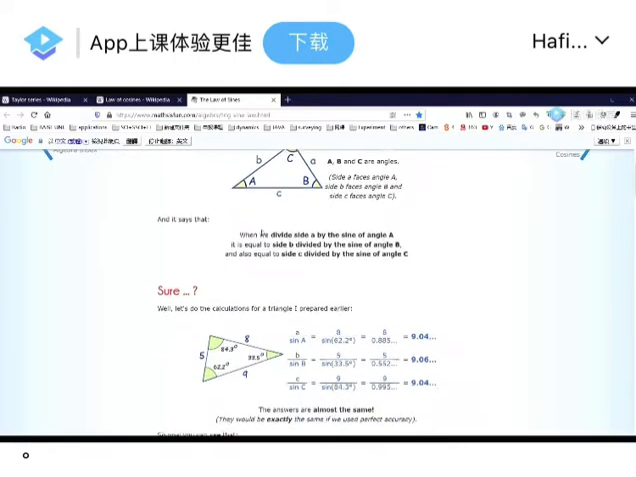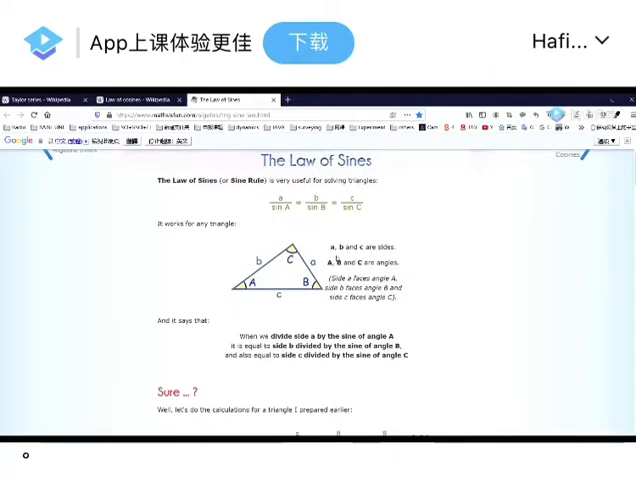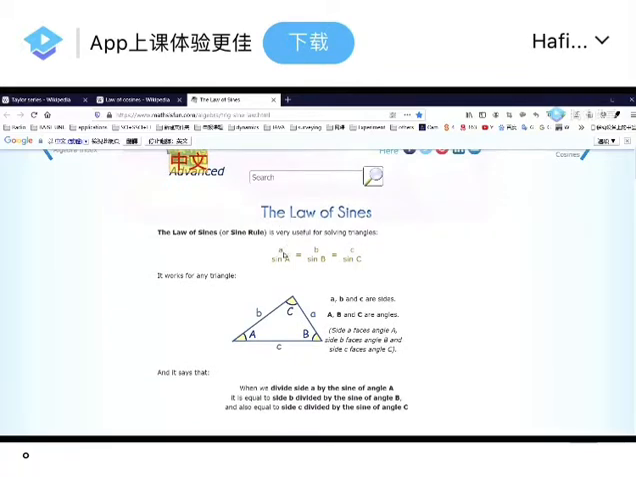I bet in your high school, some of you already know how to derive this one. I skip the derivation because we are not talking about pure mathematics. Even if we were, it's supposed to be in the range of high school, not undergraduate. But as long as you know how to use it, I think it will be fine. So a over sine A equals b over sine B.